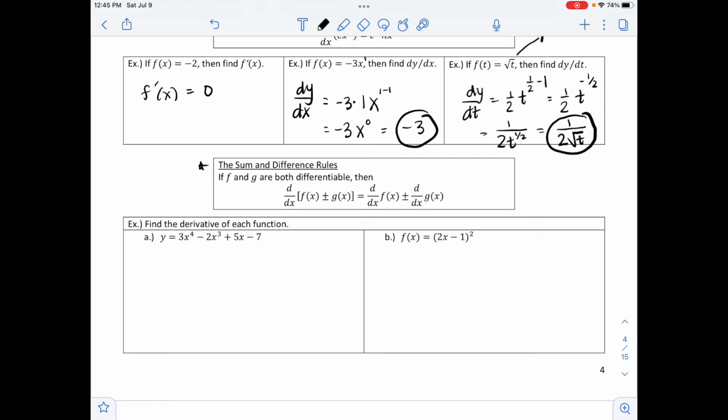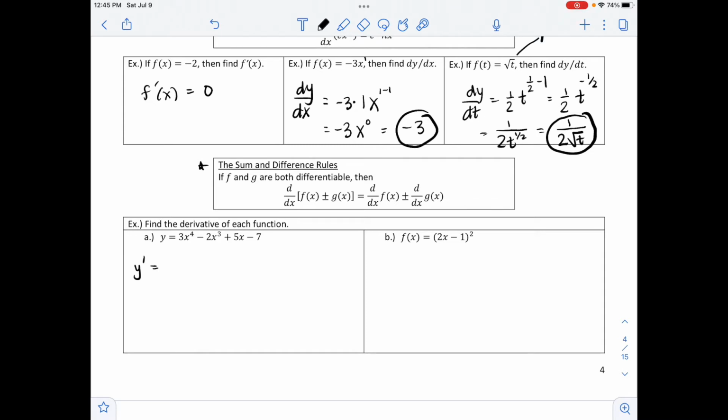First one says find the derivative of each function, and we have y equals 3x to the fourth minus 2x cubed plus 5x minus 7. And so we need to find y prime. Again, you can write this as dy dx also. There's other ways to write saying that you're taking a derivative.